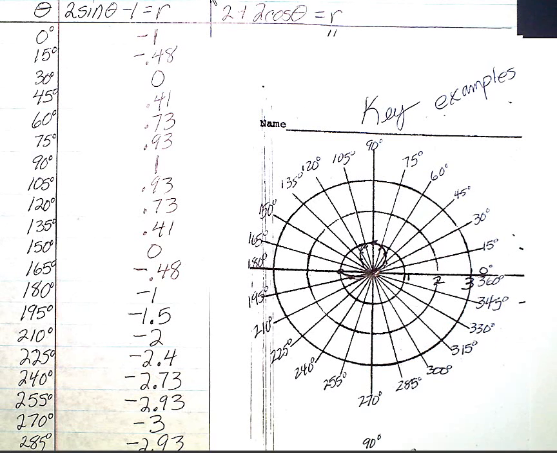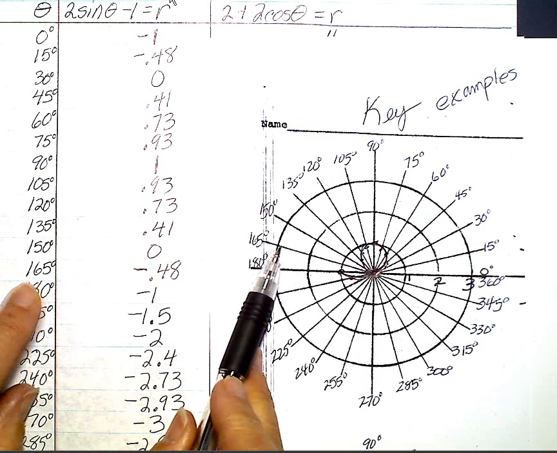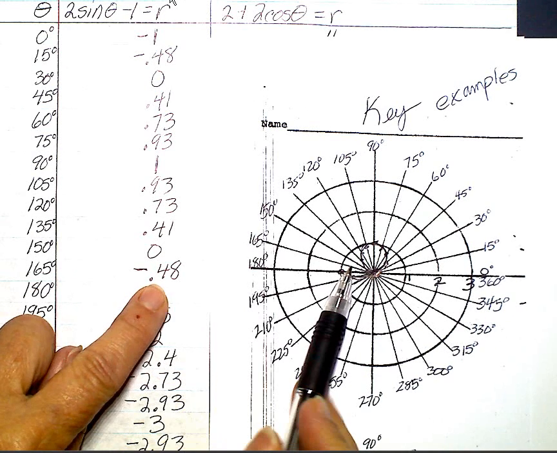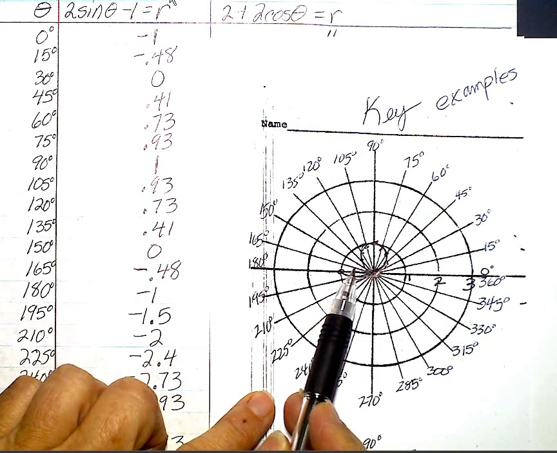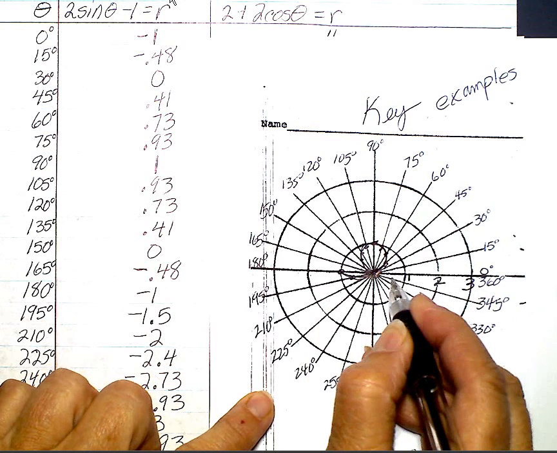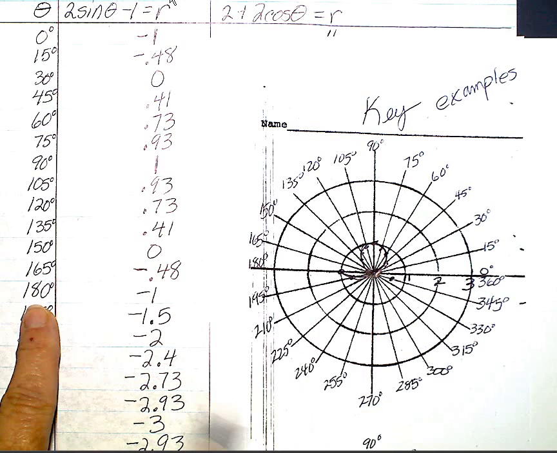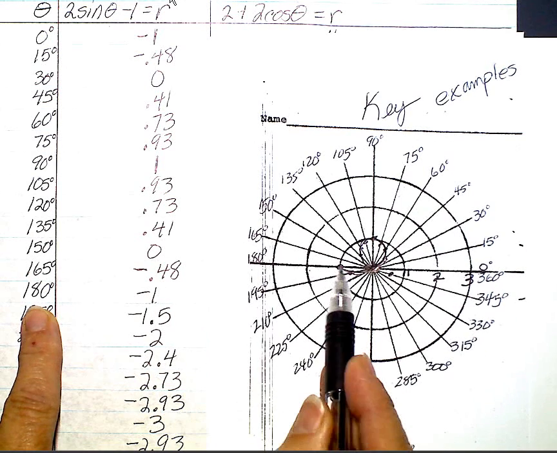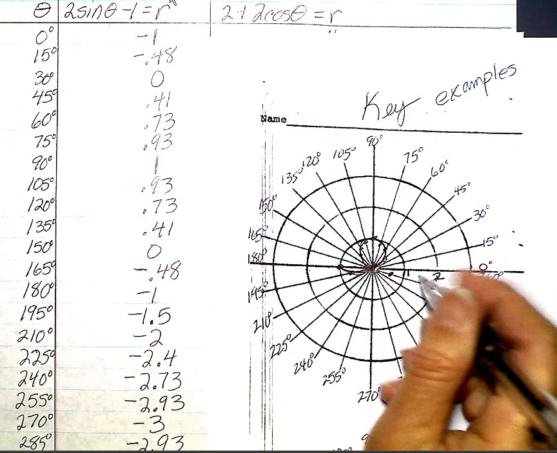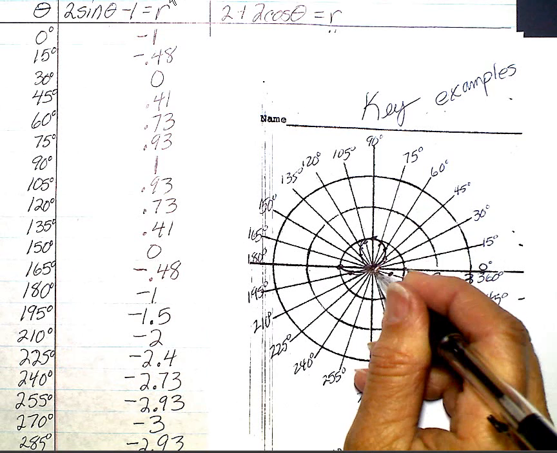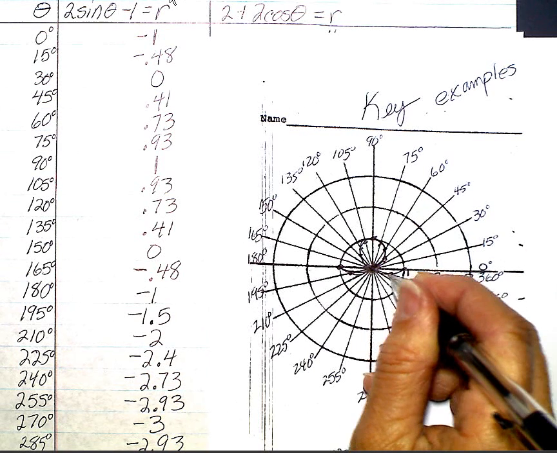And then at 165 now, which is right here, I'm at negative 0.48. Well, this would be positive 0.48. So I'm going to have to shoot back over here to negative 0.48. And then at 180, I'm at negative 1. At 180, this would be positive 1. So right here will be negative 1 at 180. So this is going to loop around and look like this.